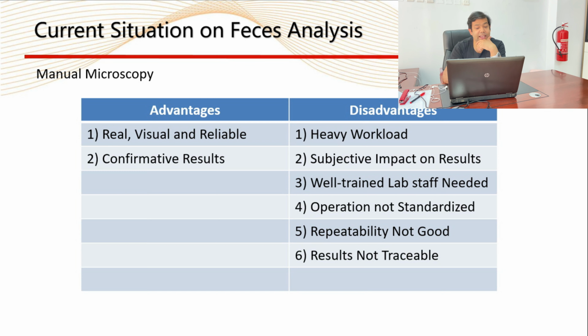Operation not standardized, repeatability not good and results not traceable. What does it mean? It means that if you repeat the same sample by yourself, of course you will not get the same results by manual calculation. And another thing is that, for example, there is no record. If I visualize by myself, no one can see, no one knows what the counting was earlier and what the counting is at the moment. So that's why there is no repeatability. There is a difference between repeatability and reproducibility, right? So those are the disadvantages.